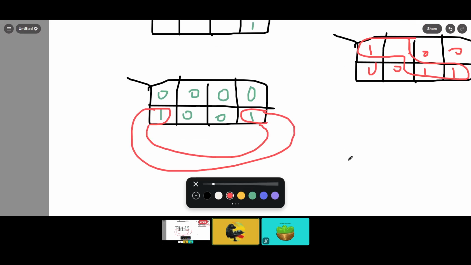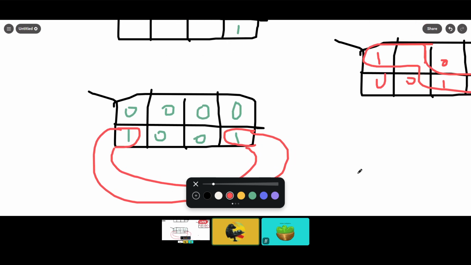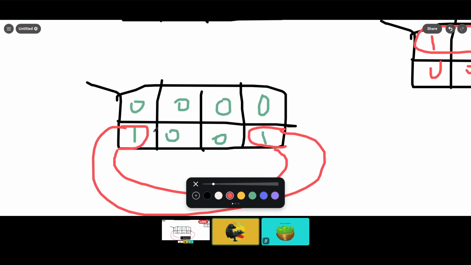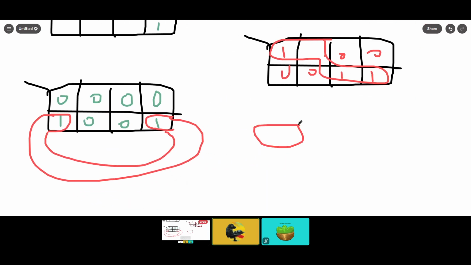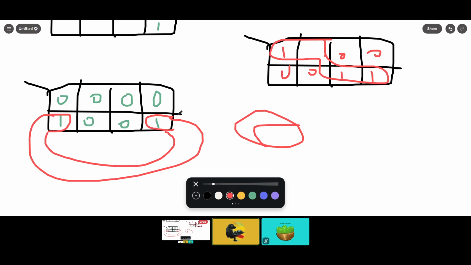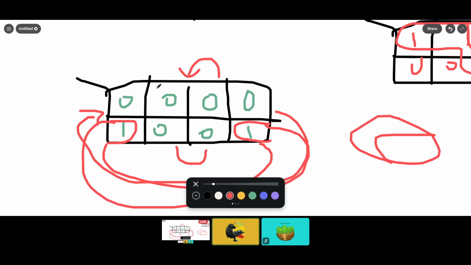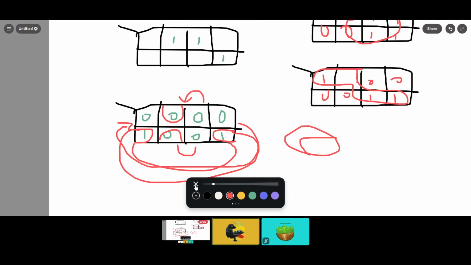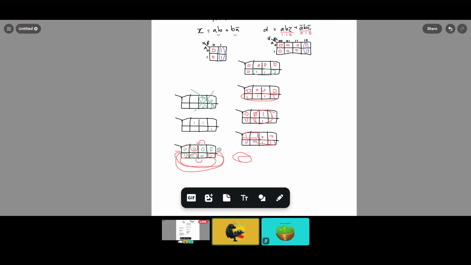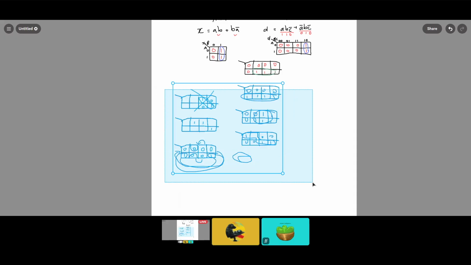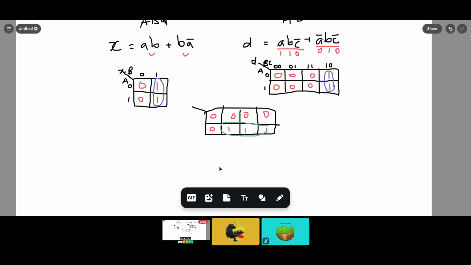In kmaps, you can group across dimensions. So you can actually imagine the kmap is folded in on itself. This is here, and you can imagine that this is here. Because you can actually group like this. You can as well. So, okay, I can group the ones together. What's the point of doing that?